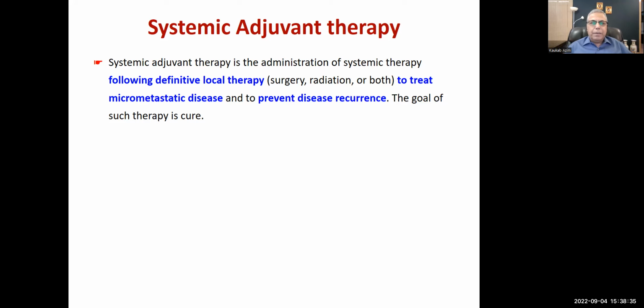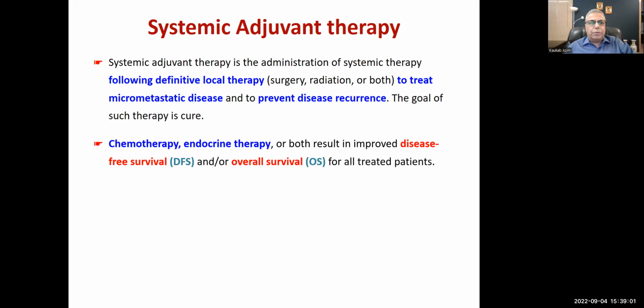Systemic adjuvant therapy is the administration of systemic therapy following surgery, radiation, or both to treat micrometastatic disease. That is one purpose. And the second purpose is to prevent recurrence. If you leave some cancer cells in the body, they can grow and they can recur. So the goal is to eliminate them. And that is the purpose over there. What chemotherapy, you can give endocrine therapy or as I said, cytotoxic drugs, or both, they both result in improved disease-free survival.